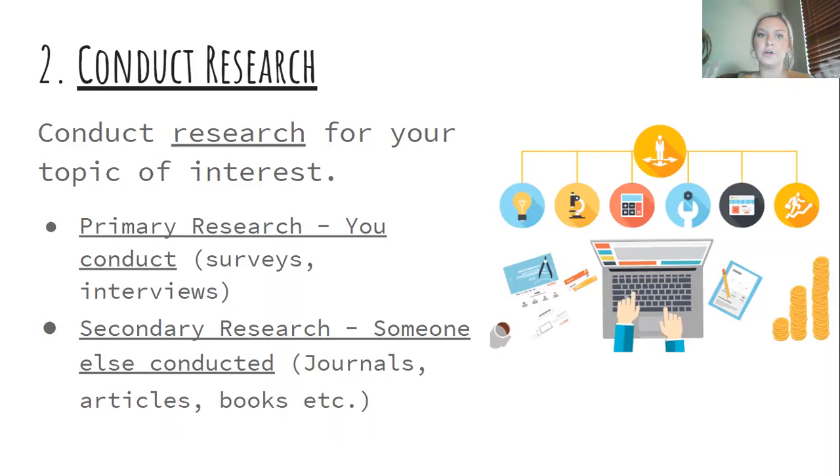Number 2, conduct research. Conduct research for your topic of interest. So you'll have 2 sources. Primary research you conduct, so surveys, interviews. Secondary research, someone else conducted. So someone else on the internet, reliable sources like journals, articles, books, etc. That's going to be your secondary source. So primary, you conduct. Secondary, someone else conducts.